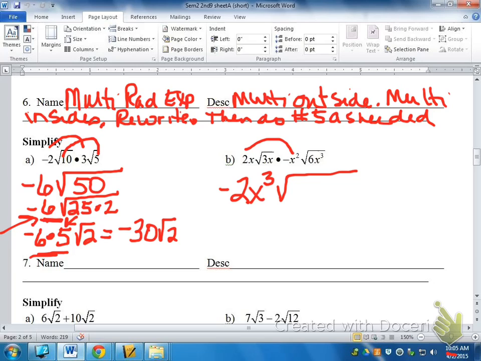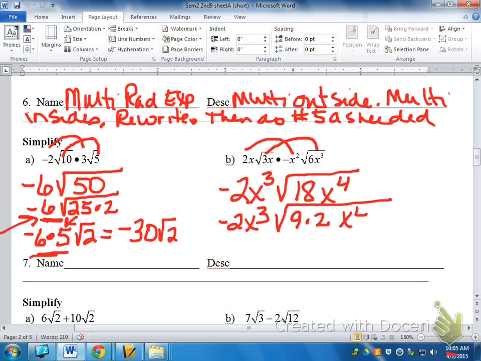Let's multiply the insides together. I've got 3x and 6x cubed. So take 3 times 6, 18. And x times x cubed, what's that? X to the 4th. All right, so now I've got it multiplied together. We got to check out the inside. So negative 2x cubed, but let's look at this part inside. Does 18 have any perfect square factors? 9 times 2. X to the 4th, perfect square or not?